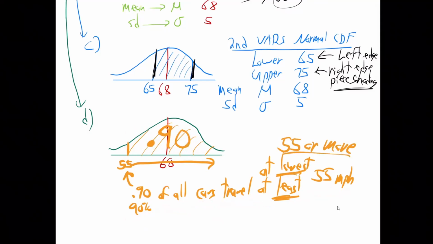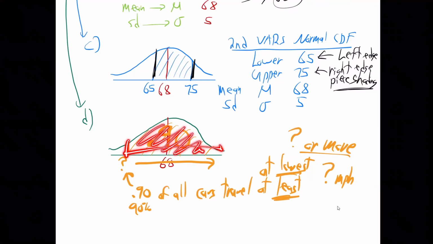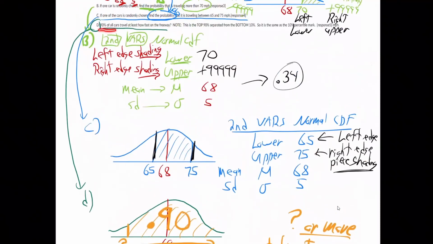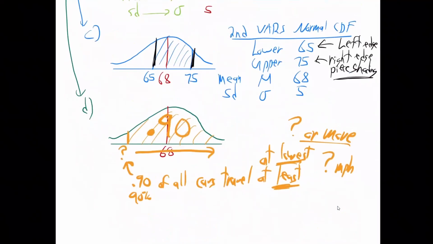Now I don't know it's really 55, so I'll change this now to question mark, question mark, and question mark. That's what I'm trying to find. What speed? Is it 52, 53? What speed or more is what 90% of the drivers do? That's what they're asking. They're saying 90% of all the drivers travel at least how fast? At least how fast? Okay, so how am I going to do that?